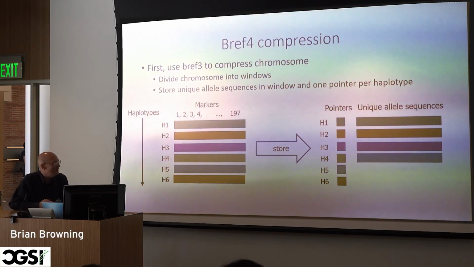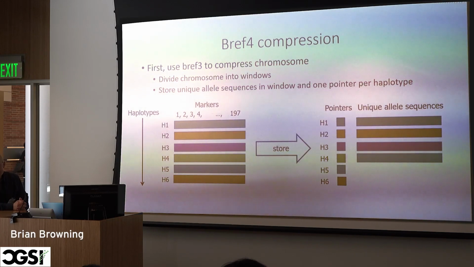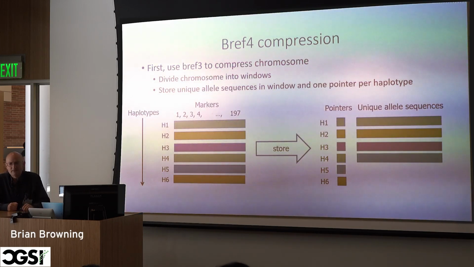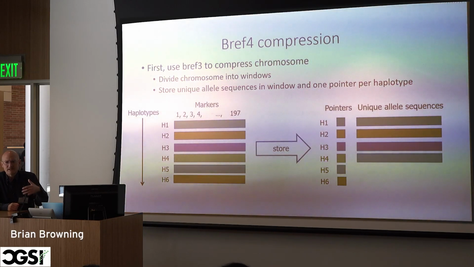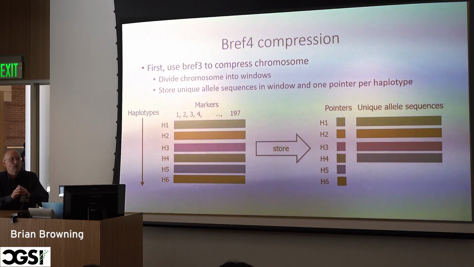So this method I want to talk about is Bref4. It's going to build on these other methods. And it starts out the same as Bref3. First, I didn't even mention it on the slides: you take the low frequency markers and just store the haplotype indices for haplotypes that carry the minor allele. That gives you very good compression on the low frequency. So from here on out, we're going to pretend like all the markers are high frequency.